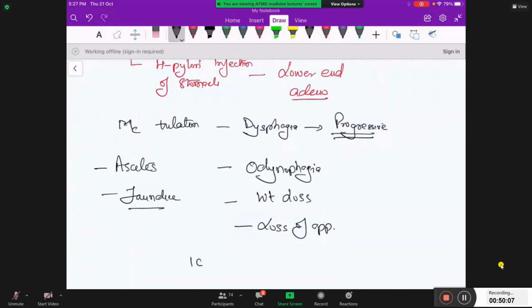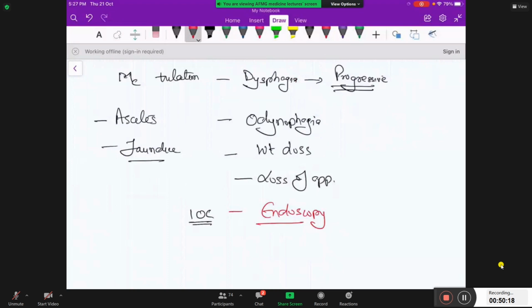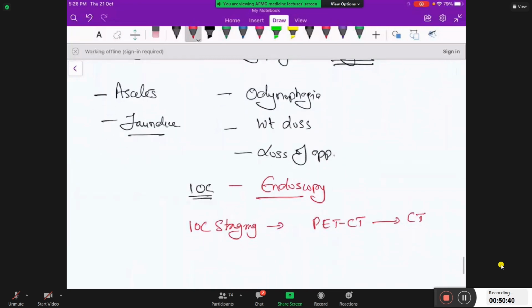Now, can you tell me what is the investigation of choice here? It is endoscopy. Endoscopy is the investigation of choice here. Now, what is the investigation of choice for staging? It is PET-CT. If not in your choice, then CT. But if you are asked what is the investigation of choice for depth of penetration of carcinoma esophagus?